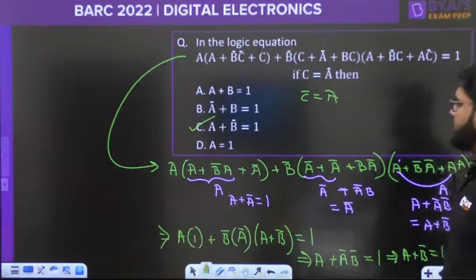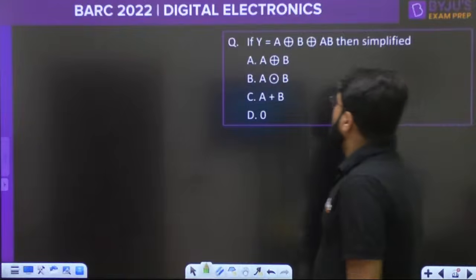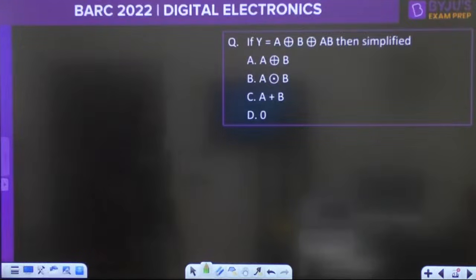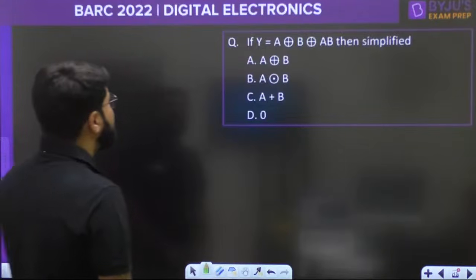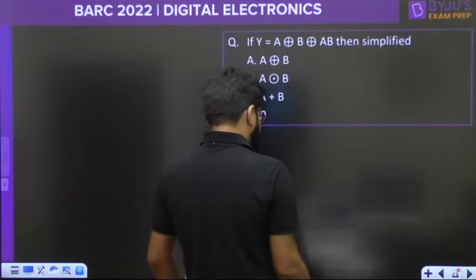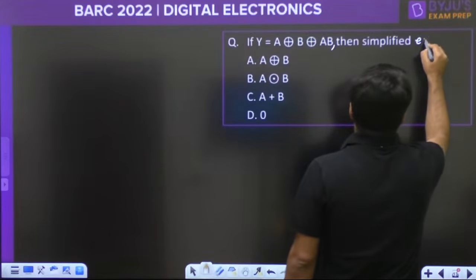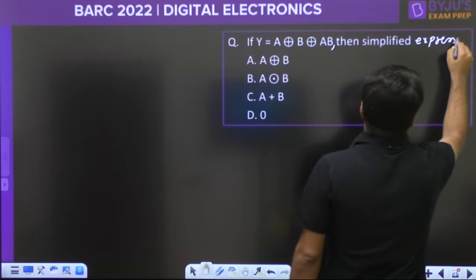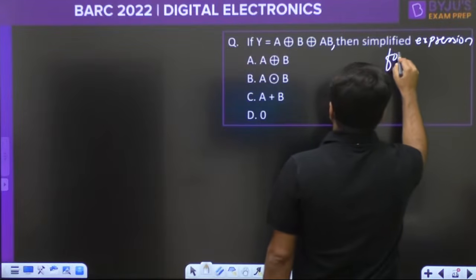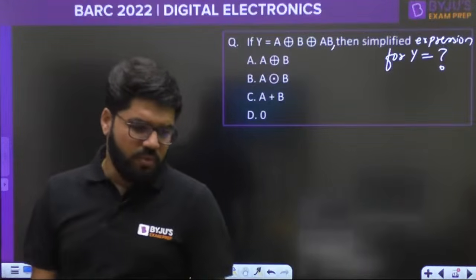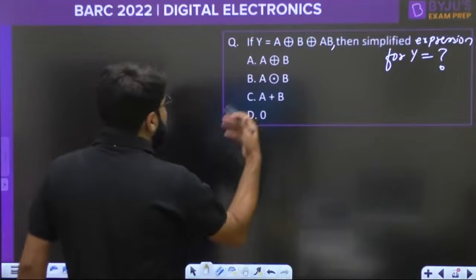Moving ahead to the next one. Y is equal to A XOR B XOR AB. Then what is the simplified expression? Let me write down the question completely. What is the simplified expression for Y, where Y is A XOR B XOR AB?